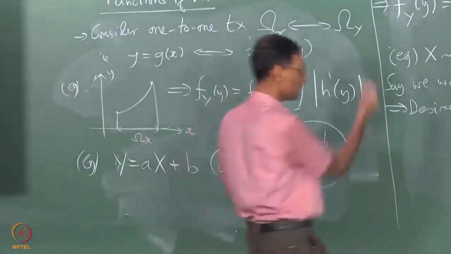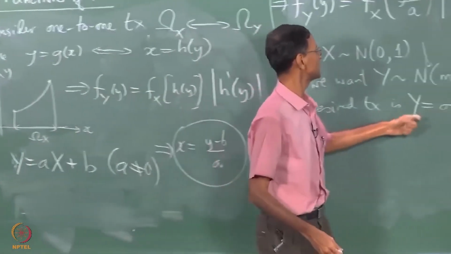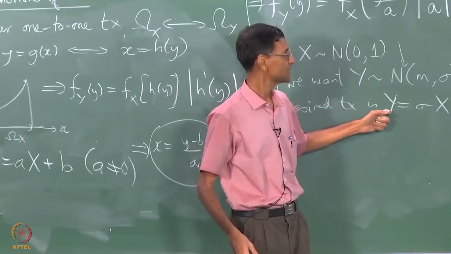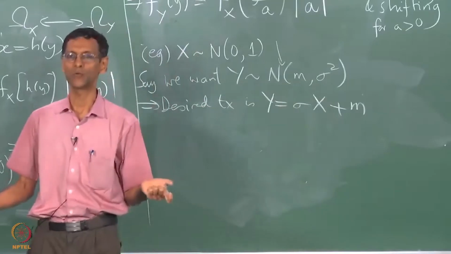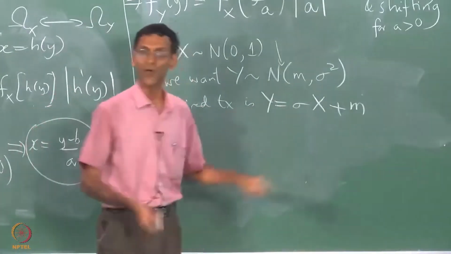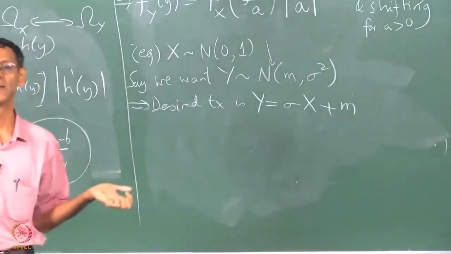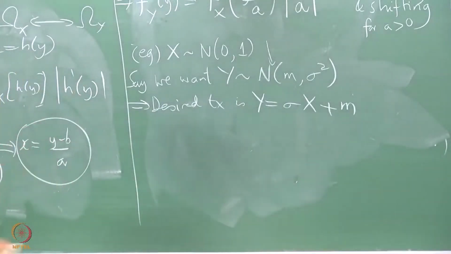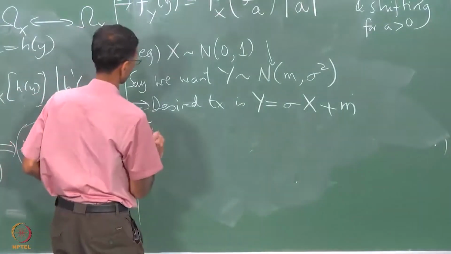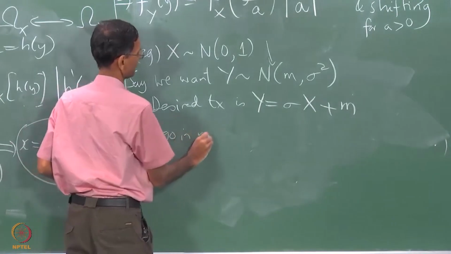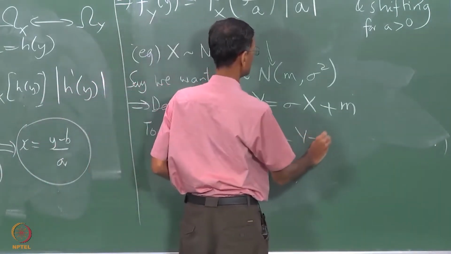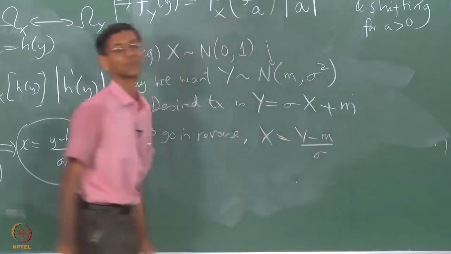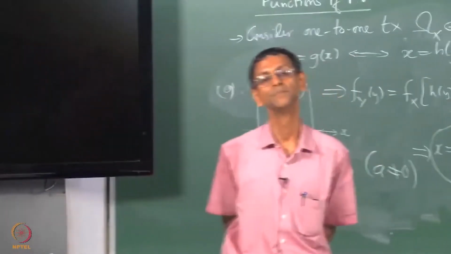So you can go back and forth. Supposing you start with some y, which has some arbitrary sigma and some arbitrary m, and you want to get an N(0, 1) out of it. All you have to do is remove the mean, y minus m, and normalize by dividing by sigma. So to go in reverse, you do this. Both are important in practice.